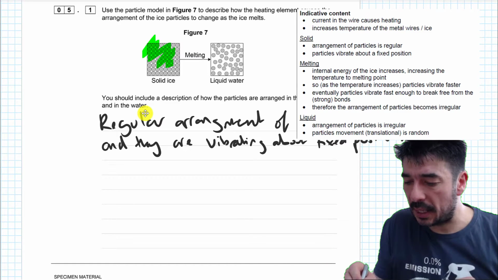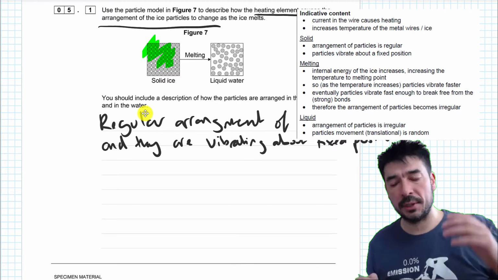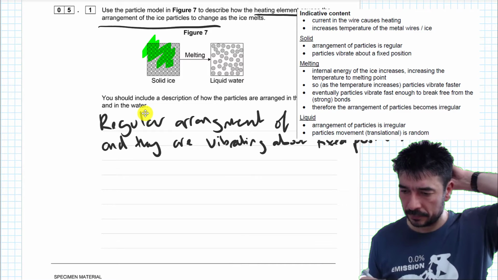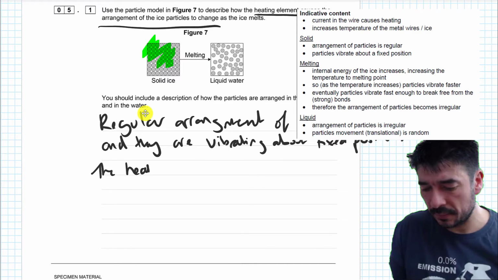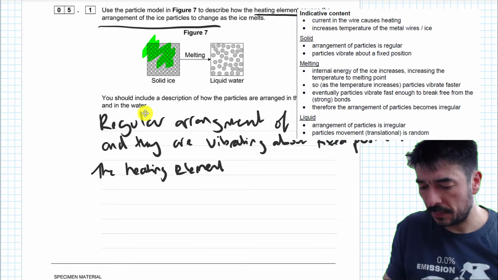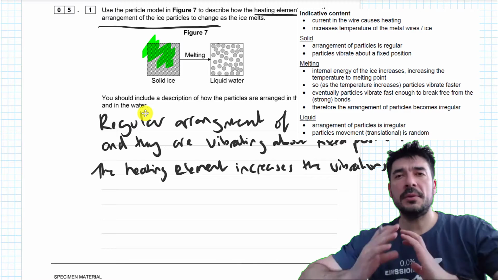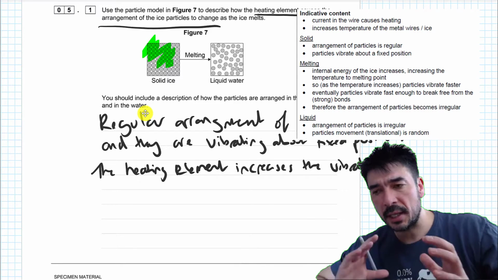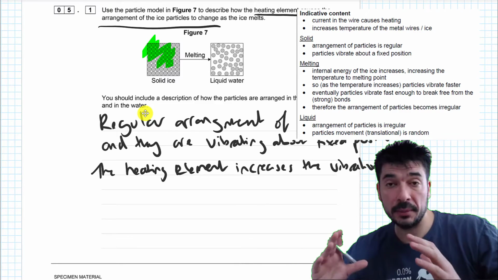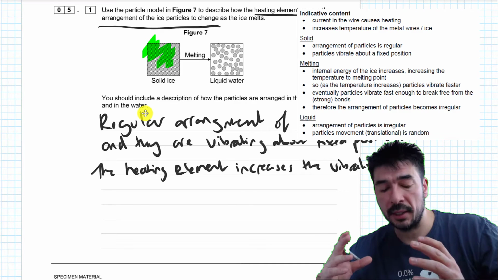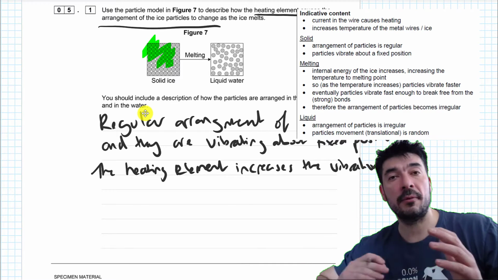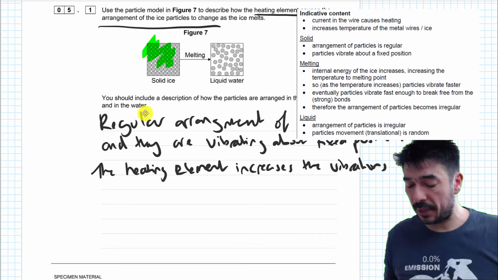And it says, how does the heating element cause the arrangement of the ice particles to change? So what's the heating element doing, right? The heating element increases the vibrations. So what's actually happening is, as it gets hotter, the particles are going to vibrate around more, and the space between the particles will get larger, and eventually the vibrations will become large enough that they can break the bonds and start to move around freely, which is how they are in a liquid. So the heating element increases the vibrations.